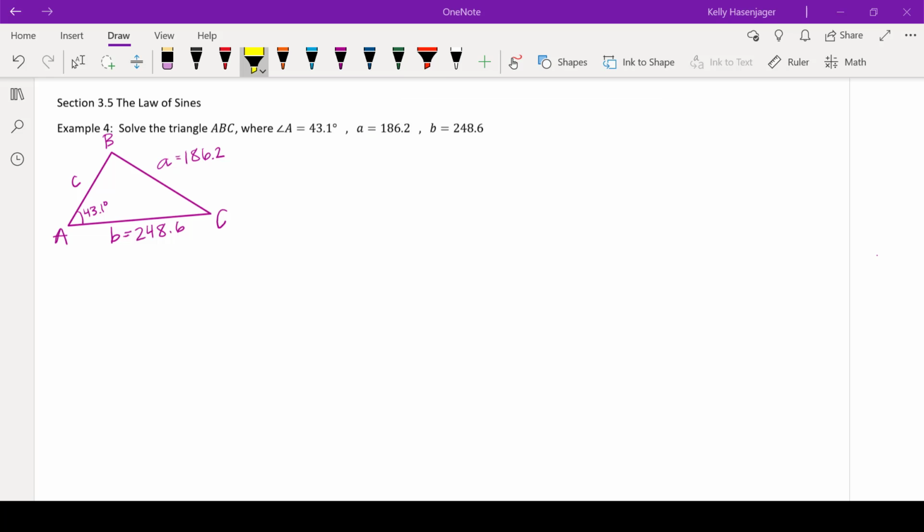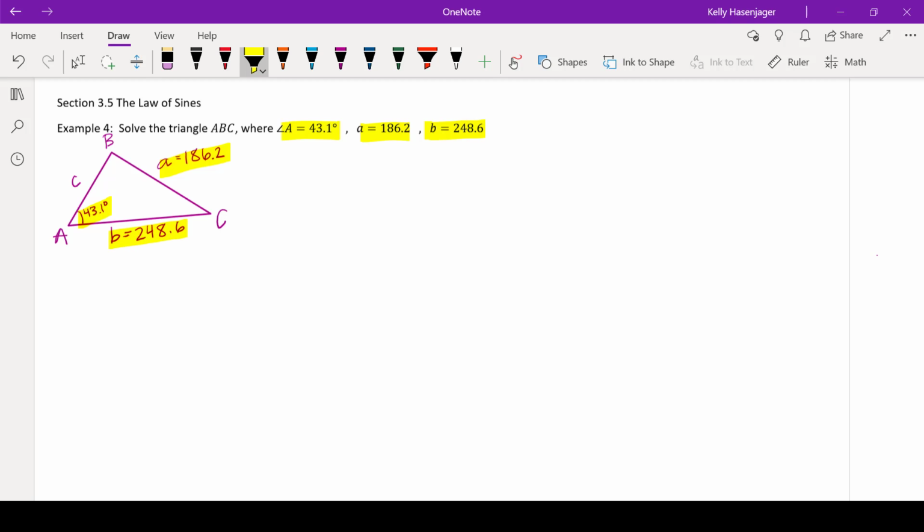Hi everybody, we're going to do section 3.5, the law of sines, example 4. So we're given 3 pieces of information which we'll always need to solve a triangle. You can see that we're given angle A, which is 43.1 degrees, side A, which is length 186.2, and side B, which is 248.6. That's the length.